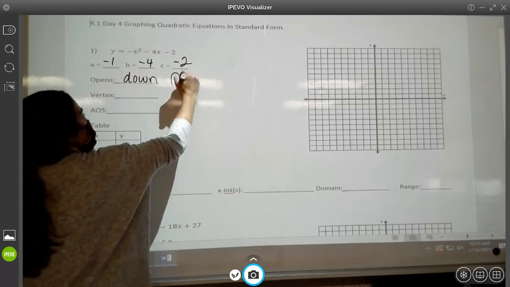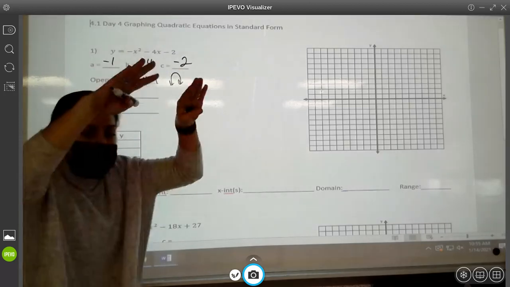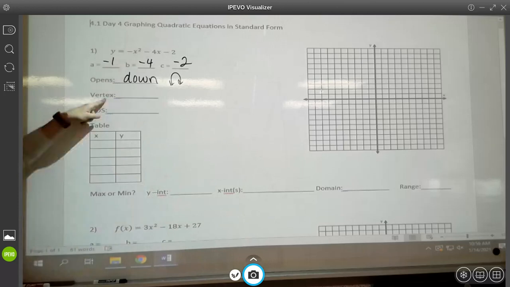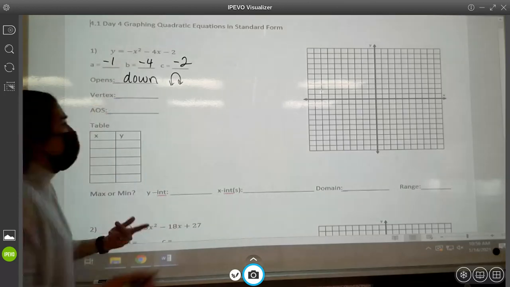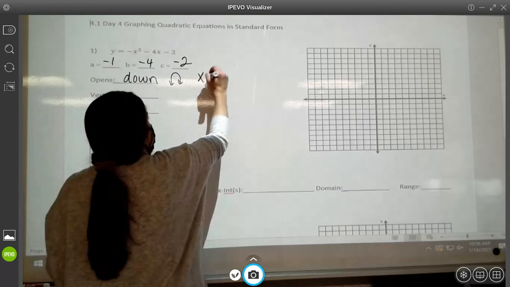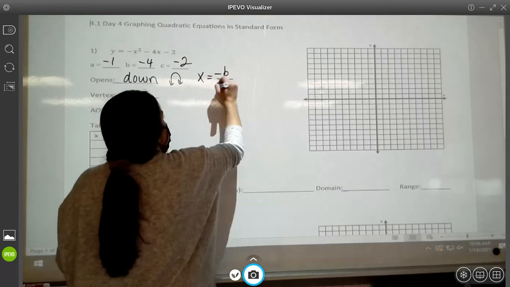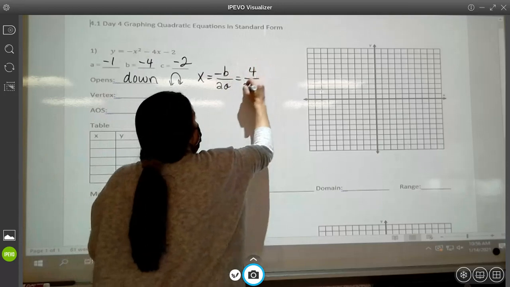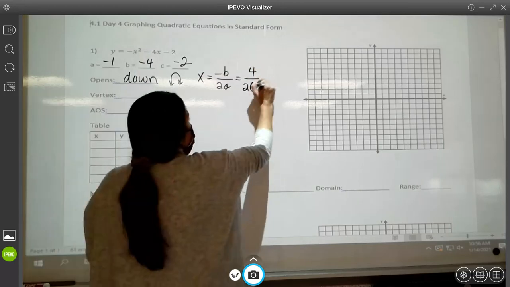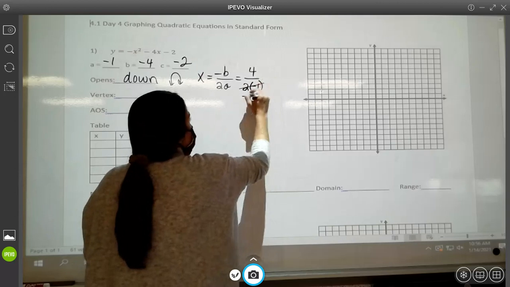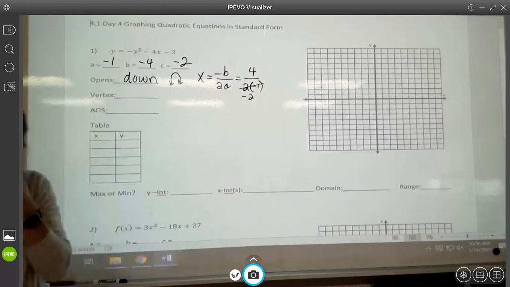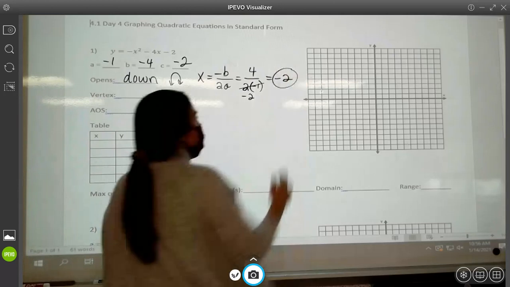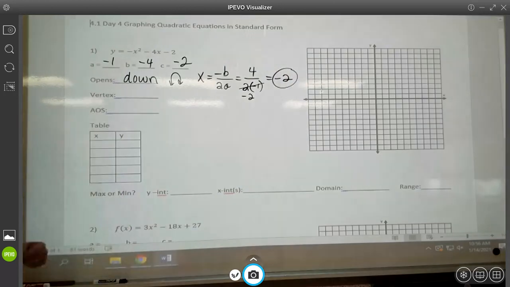So now we have a visual, and that just means you should be counting those pattern jumps down from the vertex. All right, let's get our vertex. Unfortunately, you still got to do that. We got to do the opposite of B over 2A. So the opposite of B is 4, divided by 2 times A, which is negative 1. So that's going to be negative 2. 4 divided by negative 2 is negative 2. So now we know the x-coordinate of our vertex is negative 2.